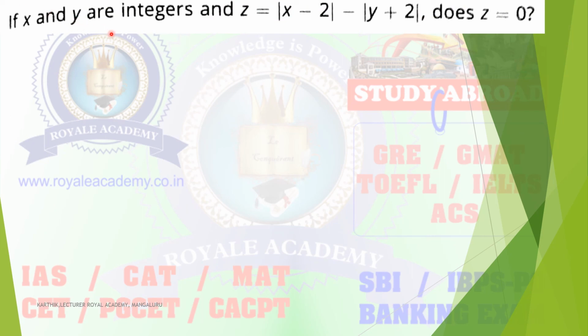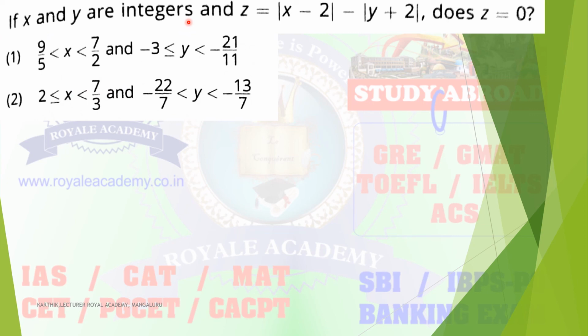If x and y are integers and z is equal to mod of x minus 2, minus mod of y plus 2, is z equal to 0? You have to answer whether z is equal to 0 or not. And they also mention that x and y are integers. Also these two statements are given. From these statements, which statement alone can answer the question?